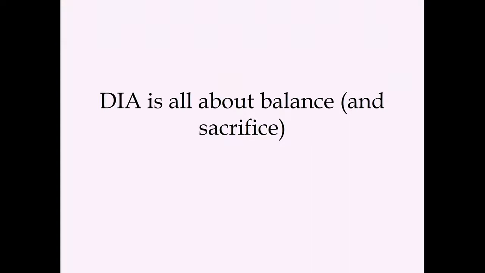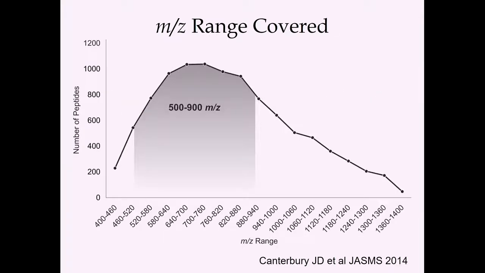Okay. So one of the things that we talk a lot about in our lab is that everything comes down to DIA being about balance and sometimes sacrifice. There are lots of different things that we want to try to optimize, and unfortunately, to improve one set of parameters, we are sacrificing the other. So the first one I'll point out is the mass to charge range covered. In our lab, we almost always collect our data from 500 to 900. This is a much smaller mass to charge range than what other labs do. And we feel fairly comfortable with it, though.